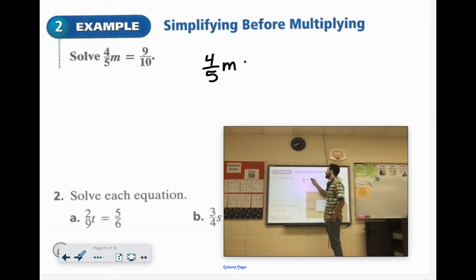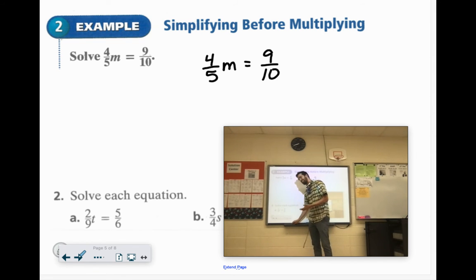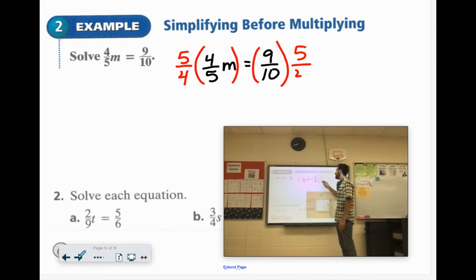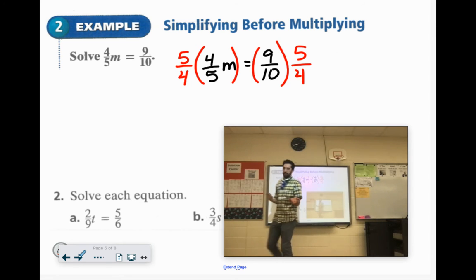4/5 m equals 9/10. You could do this in 2 steps. I'd recommend doing it in 1. If you ever have a fraction in front of the variable, you can multiply both sides by the reciprocal. You just flip it upside down. So times 5 over 4. And I'll show you why that is the first time.